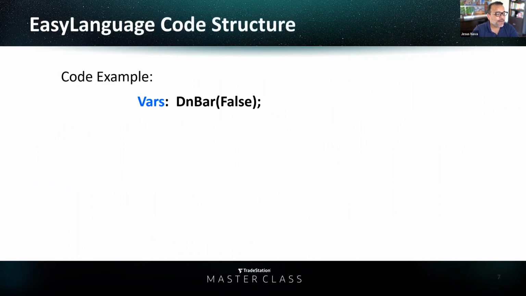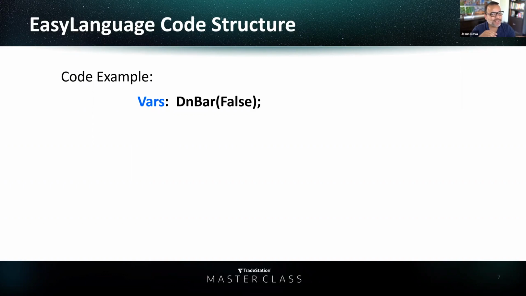So this is an example of code that we're going to use for a Paintbar. Vars is just an abbreviation of variables. You can use the full word variables or vars, and it's going to be exactly the same. And this is my declaration of my variables. The variable this code is going to be using is something called DN bar, for down bar. And notice that inside parentheses, we see the word false.